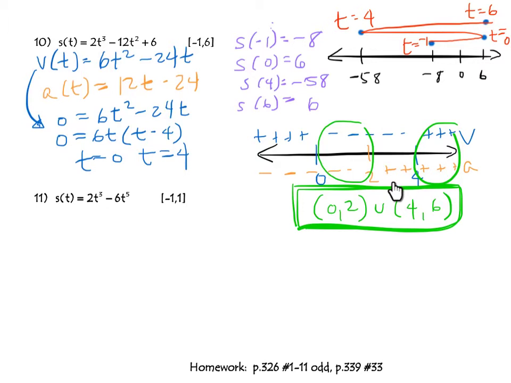The two intervals where they're both negative or both positive would be from 0 to 2 and from 4 to 6.